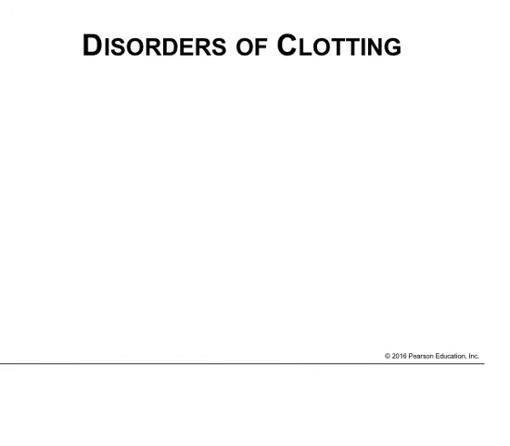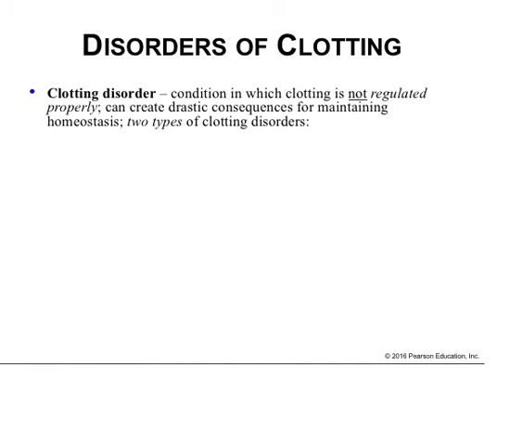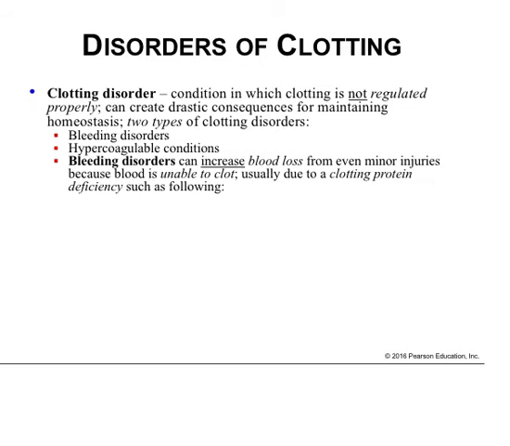Now, there are disorders of clotting that we should be aware of. A clotting disorder is a condition in which clotting is not regulated properly and can create consequences for maintaining homeostasis. The two types are bleeding disorders and hypercoagulation. A bleeding disorder increases hemorrhaging from even minor injuries because the blood can't clot, usually due to a clotting protein deficiency, such as hemophilia A, which is a lack of factor VIII, or B, which is a lack of factor IX.